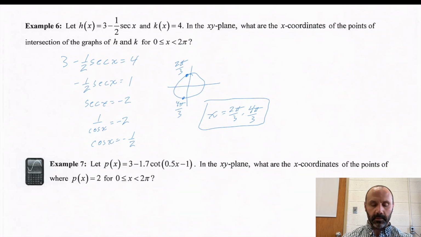For example 7, they want us to use a calculator because it's got some decimal numbers in it. And so I'm going to go to Desmos, and basically we'll put in this function p, and they want to know where it equals 2. So then what I do is I put in the value y equals 2. I just put in that, and I look for the places where it intersects. It's really easy in the Desmos function calculator.